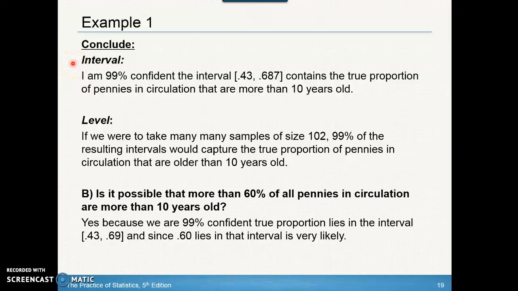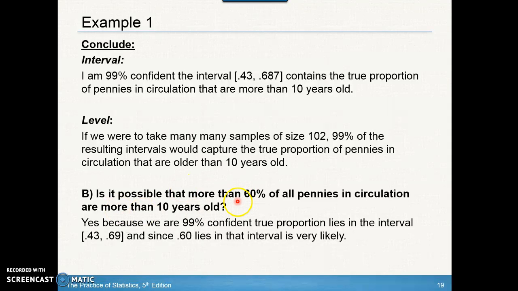So the interval is you're 99% confident that the interval contains the true proportion of pennies in circulation that are more than 10 years old. Notice that I'm using the word true proportion and then in context. The level is the method. If we were to take many, many samples of size 102, 99% of the resulting intervals would capture the true proportion of pennies in circulation that are older than 10 years old.